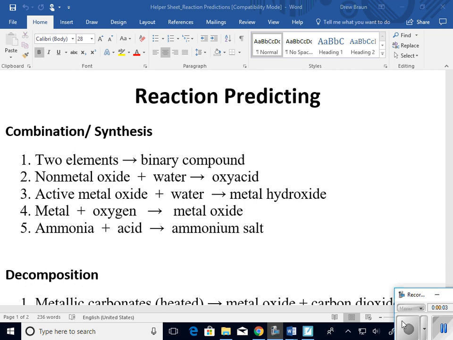As you look at your packet on reaction predictions, and look up here at what I have on the board. First of all, check number 1 out. The very first thing that you should see written after your number 1 is 2 elements yield a binary compound. Number 2, you should see a nonmetal oxide plus water yield an oxyacid.